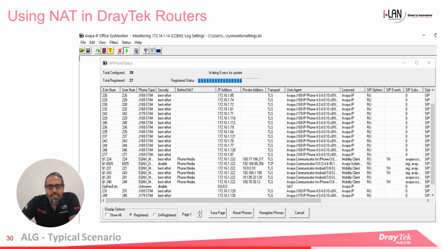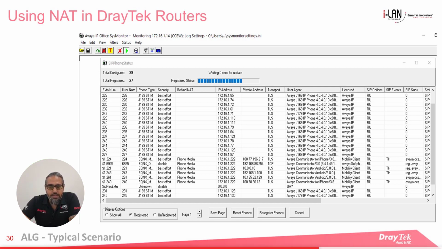Some of the entries in this log show the IP address 172.16.1.222, which is the LAN address of the DRATEC router, while some are displaying the external address in the private address field. According to the technician at Avaya, they need to be showing that external address in the IP address field and not the internal IP address of the modem. Disabling ALG in this case will solve the issue.